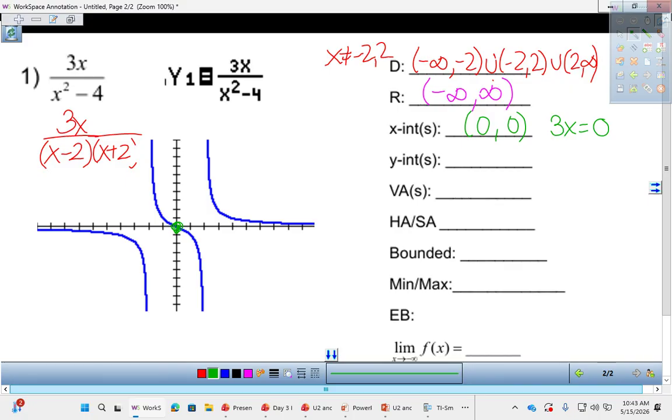The y-intercept is up and down, so when the graph goes up and down, it's also intersecting the y-axis here. So the y-intercept is (0, 2). Another way to get it is to plug 0 in everywhere there's an x. And I end up with 0 over negative 4, which is another (0, 0).